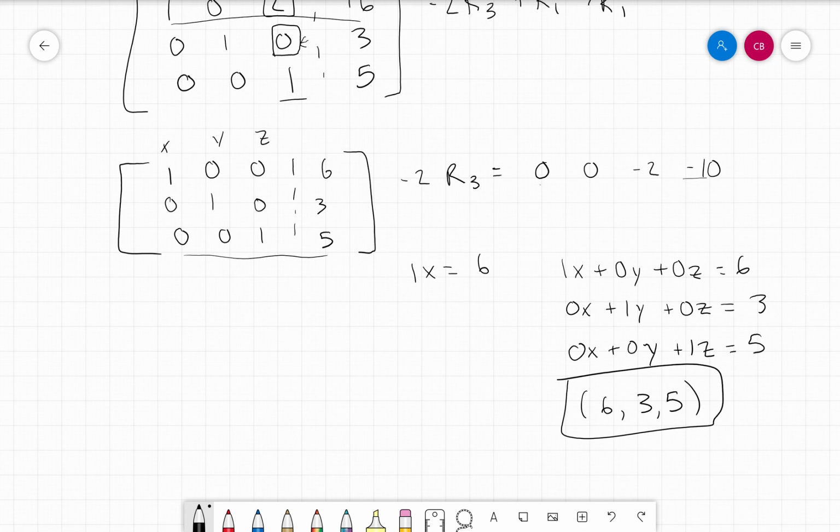And so what this indicates is that 3 lines in space intersect at the point 6, 3, 5. And that is the only place that they intersect.